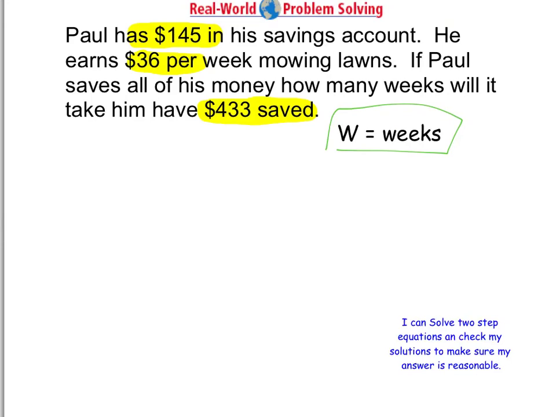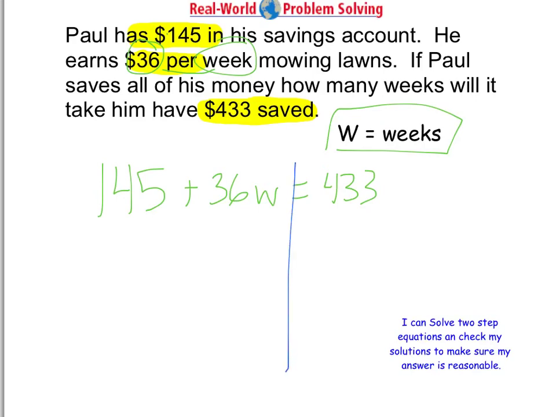If I have $36 per week, per is one of those giveaway words that we're talking about multiplication typically, or division. So we're definitely going to be taking this $36 and multiplying it by the number of weeks. Because if I worked 1 week, I'd have $36. 2 weeks, I'd have double that. 3 weeks, triple that. So I start with $145. I add on my $36 per week, and I get $433 saved. Now this has some really big numbers in it, but we can do it.